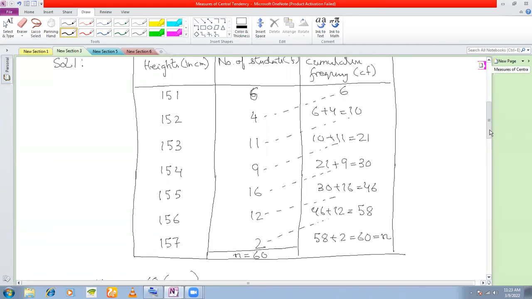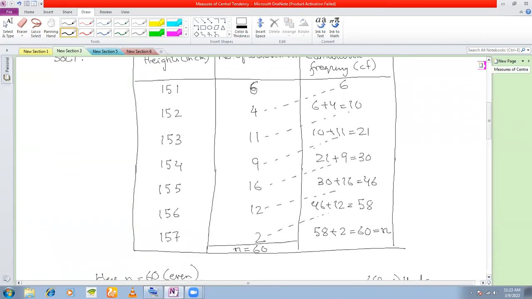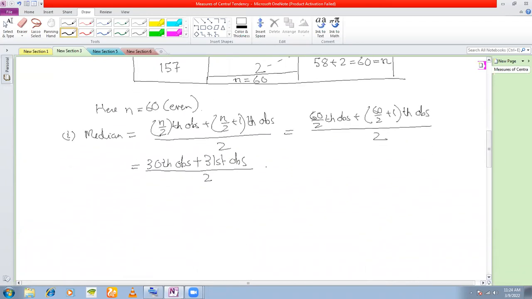So see here, you have the 30th observation. You look at the cumulative frequencies column. Here you have a 6, here you have a 10, here you have a 21. You are looking for the 30th observation, right? So the 30th observation is here, isn't it? This is the 30th observation, and the corresponding height for the 30th observation is 154. So you write here 154.